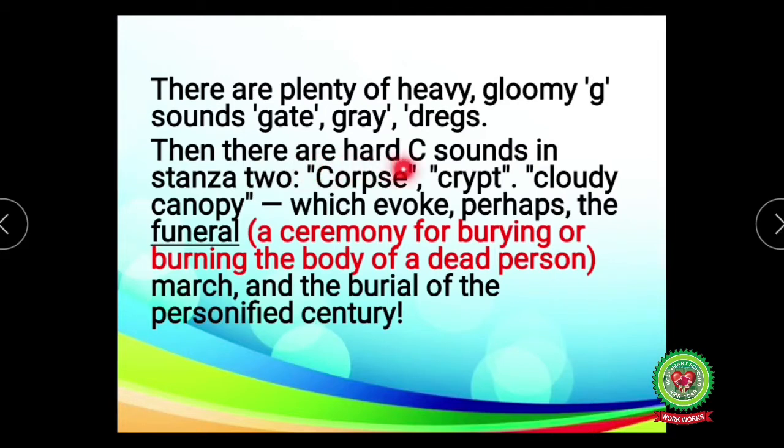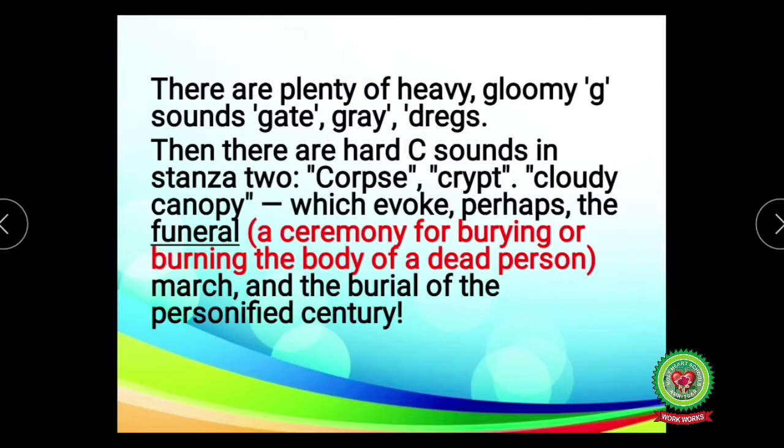Then there are hard C sounds in stanza 2: copse, crypt, cloudy, canopy. C has two sounds, S and K, and here we have the hard sound of C, the K sound in copse, crypt, cloudy and canopy, which evoke perhaps the funeral march and burial of the personified century. Underline the word funeral and write down the ceremony for burying or burning the body of a dead person. So all the hard C sounds evoke a feeling as if the poet is describing the funeral march of the dead 19th century.